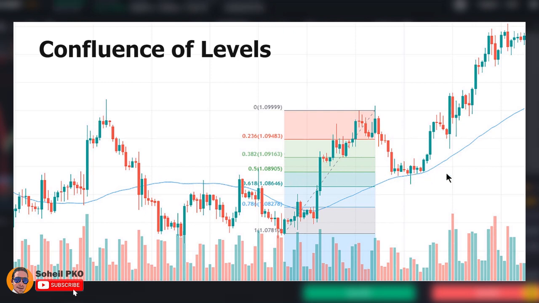These kinds of confluences give you strong buying or selling signal, so always try to look at charts and analyze them in different ways to find these kinds of excellent opportunities that provide you high probability trade.